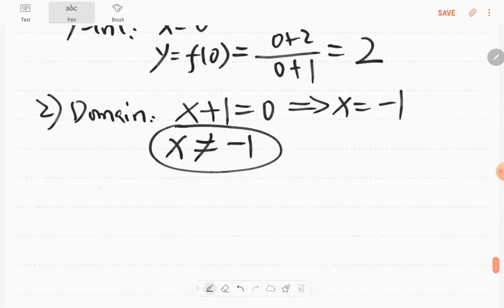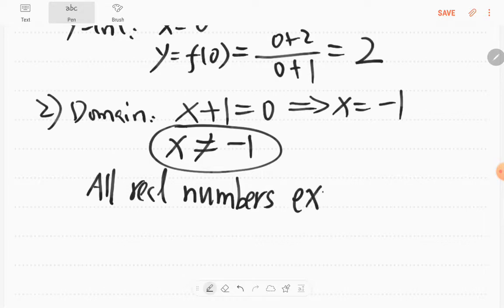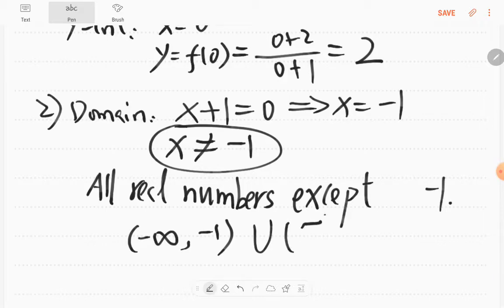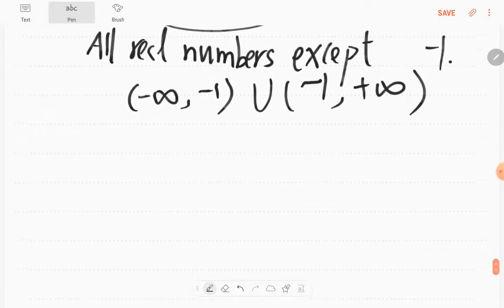So in other words, the domain is all real numbers except x equals negative 1, or just except negative 1, right? That would be the domain. If you use interval notation, that would be negative infinity to negative 1, union negative 1 to positive infinity. Number 3.